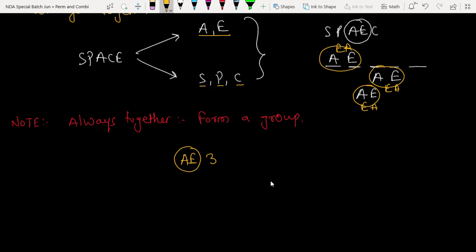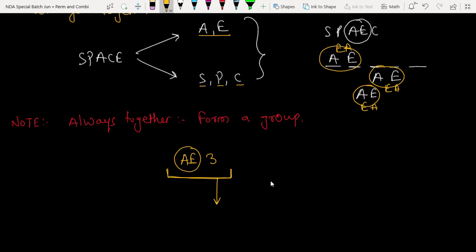So we have formed a group and we will assume that this group is a single object. Now tell me how many total objects or letters I am having now. We are considering this AE as a single object, and these are the three distinct objects already given in the question. So in total how many distinct objects do I have now? 4. So these 4 objects can be arranged in how many ways?